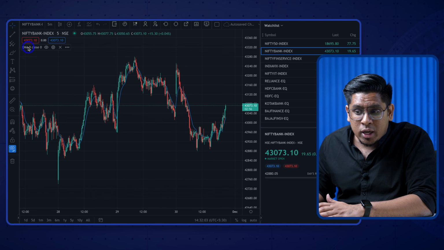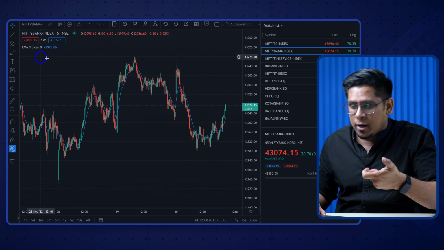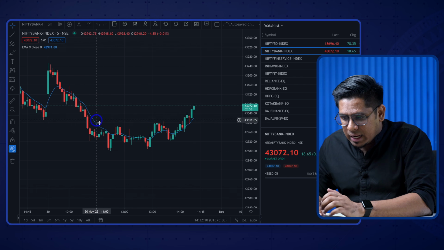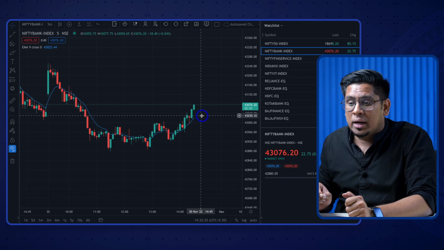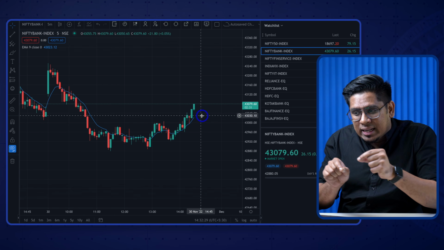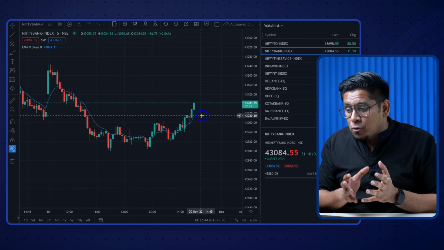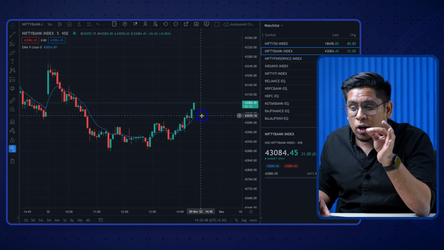This is what I've been talking about. This 9 that you see here on the screen is the time period. So if you see here, this line which goes here is currently at 43,022. So what does that 43,022 mean? Over the last 9 candles, the average price of Bank Nifty, given more weightage to recent candles, is 43,024.